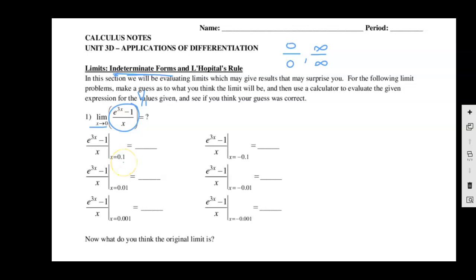We're going to plug in 0.1, which is pretty close to 0. We're going to see what the y value is. But then we're going to make the x value closer to 0 and see what the y value is. Then we'll get even closer still to 0. We're going to see what happens as I approach 0. Now, 0.1 would be on the right side. 0.01 would also be on the right, as would 0.001. So these values are going to be like the limit from the right.